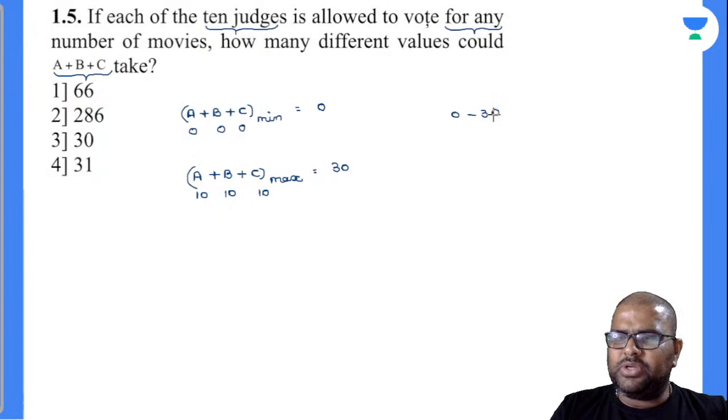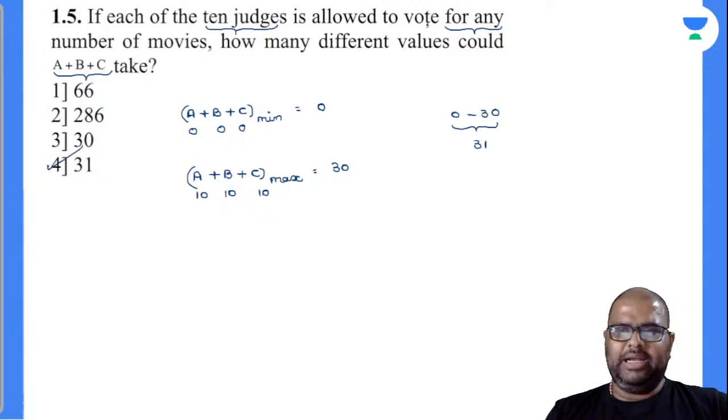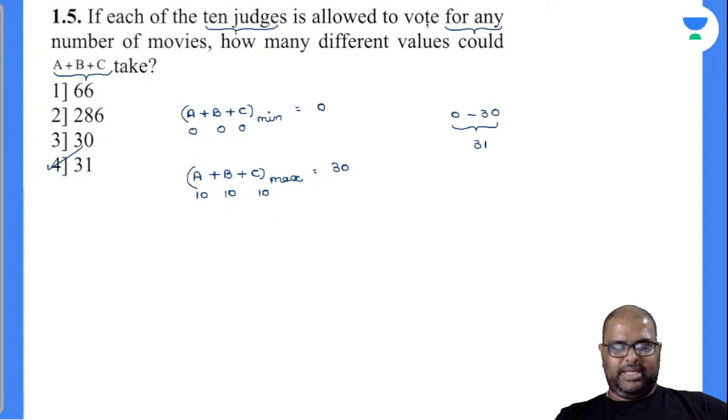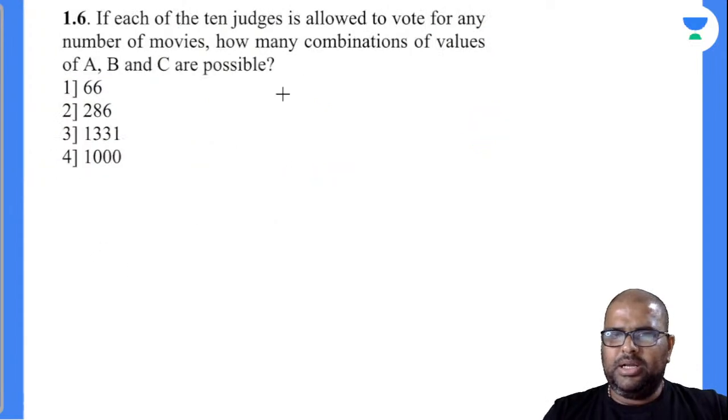So how many values are possible? 0 to 30 means, is it 31? Yes, it is 31, and option number 4 satisfies there. Perfectly done. It is not 66, right? So see, every question has a twist. So don't miss the twist there, okay? Sure. Let's go for the next one.